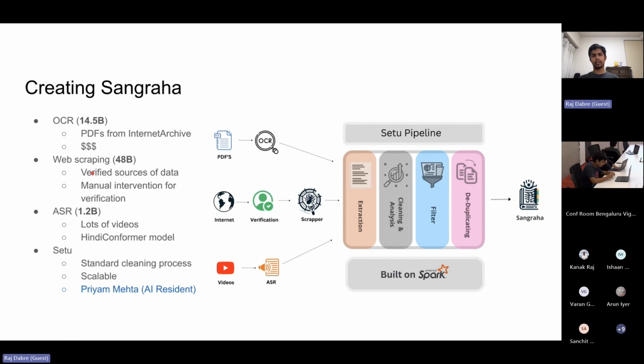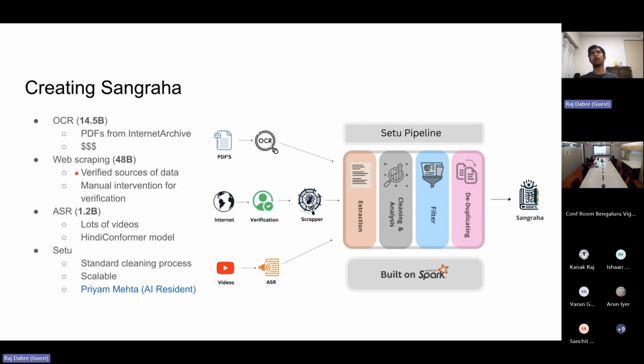So how did we create Sangraha? Well, first of all, we had a lot of PDFs coming from Internet Archive, and we just passed them through an OCR engine. It was Google's OCR engine. We tried with some other things which were open source, but it didn't work out. So at the end of the day, we had to burn a bit of money and get OCR done. And as a result, we were able to get 14.5 billion tokens for a variety of Indian languages. The second option was, of course, web scraping.